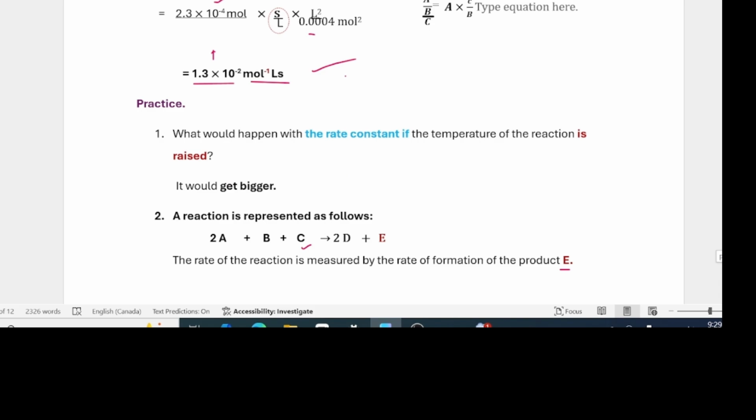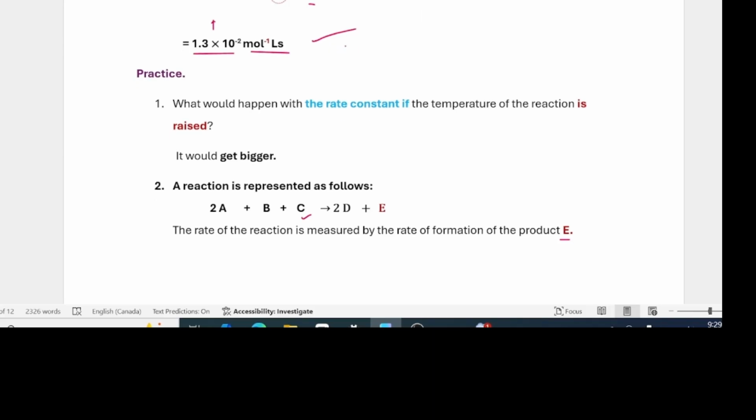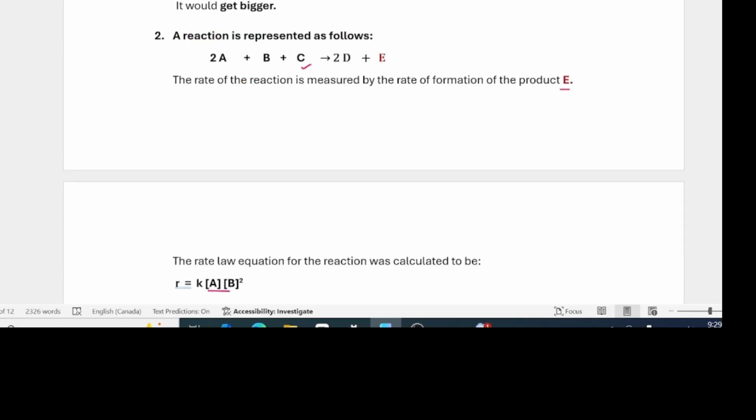So they're giving you a scenario here. This is the reaction: A reacting with B plus C to give you D and E. They're monitoring the rate of reaction by which E is being produced. See what they're asking you, what I'm asking you. So this is the rate law equation that has been derived. What can be deduced from that?